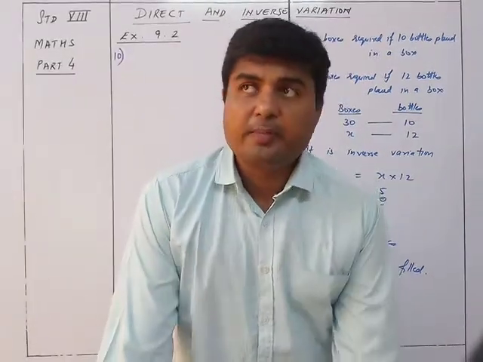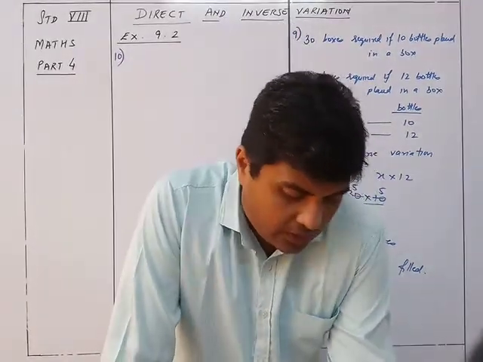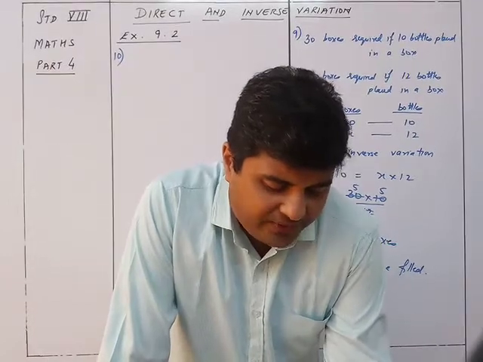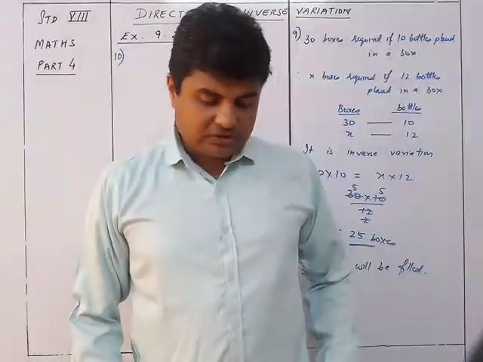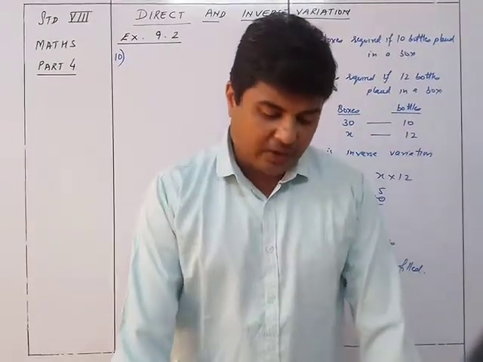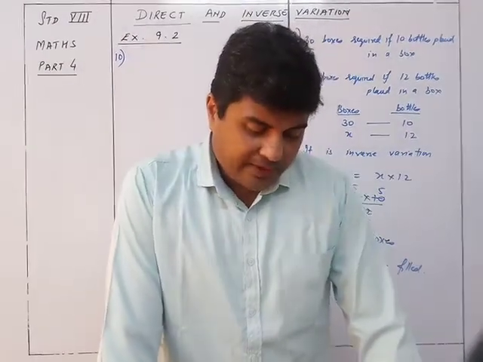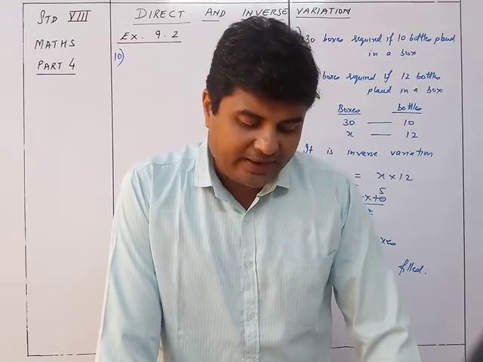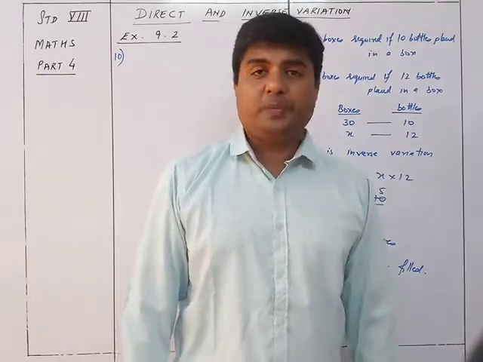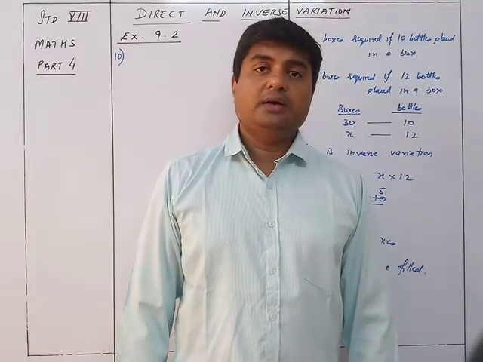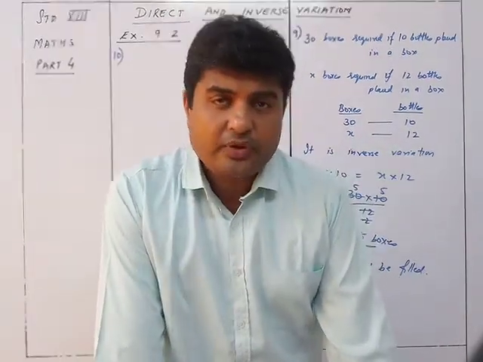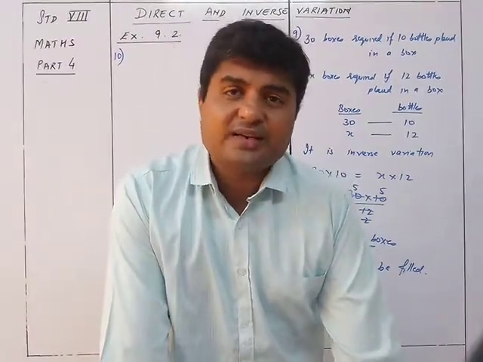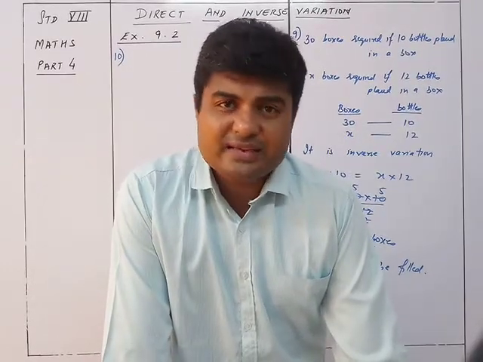Okay, we have sum number 10 now. Vandana takes 24 minutes to reach her school if she goes at a speed of 5 kilometers per hour. If she wants to reach school in 20 minutes, what should be her speed? So we know that more the speed, lesser the time taken. So if she wants to reach at a lesser time, she needs to increase her speed.